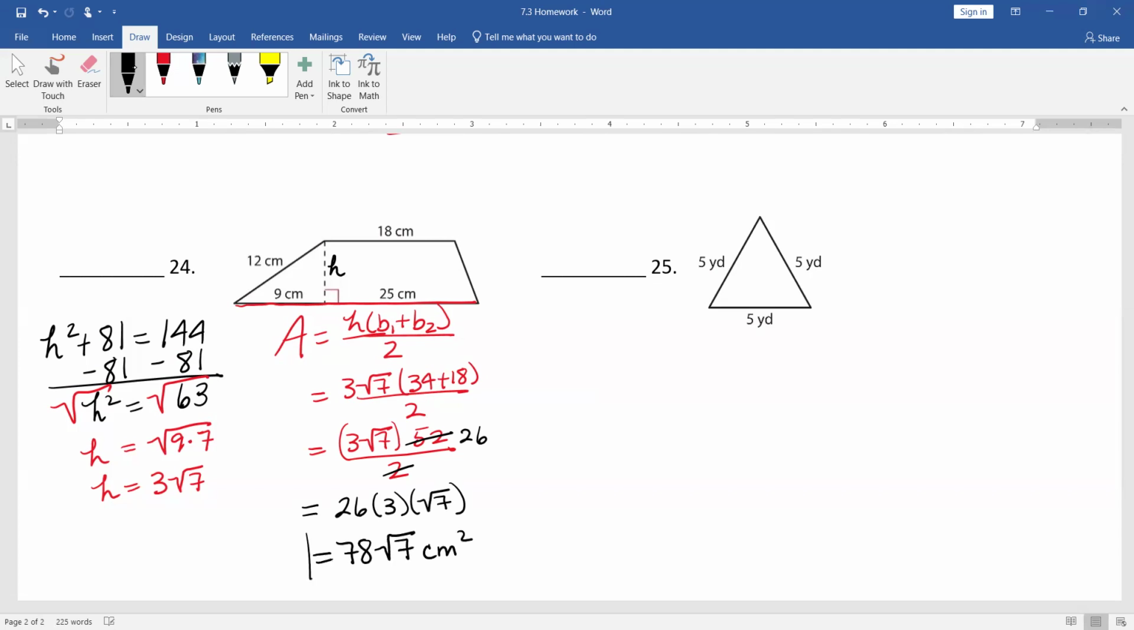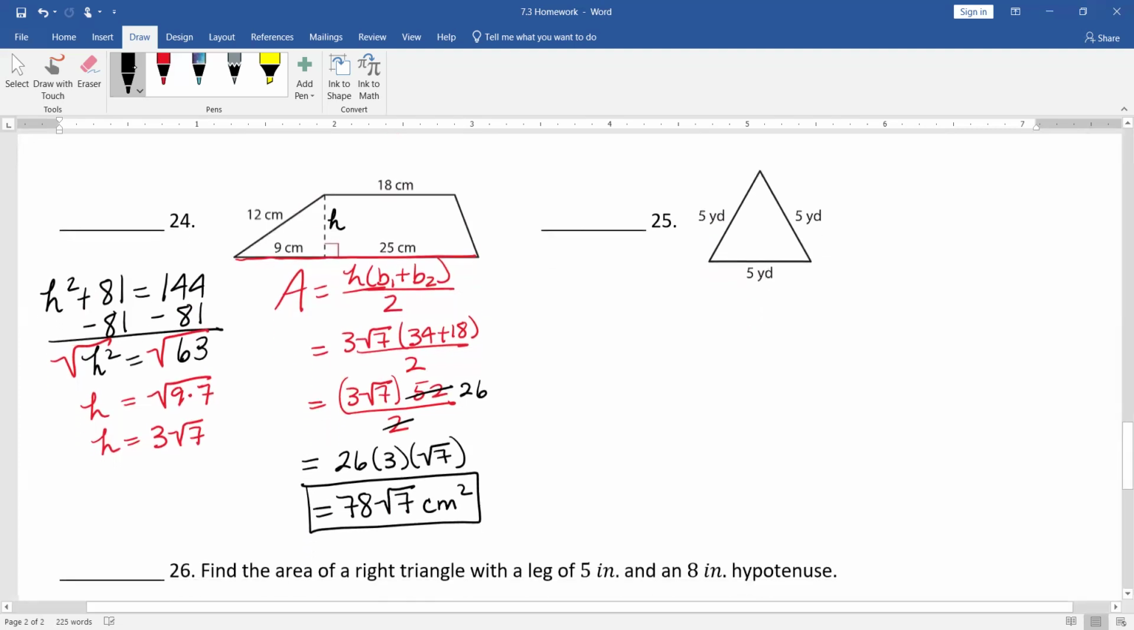So there's the exact answer with the square root. And when you plug that into a calculator, I'll put it up on the board, you get 206.4 centimeters squared. That's the approximate answer.